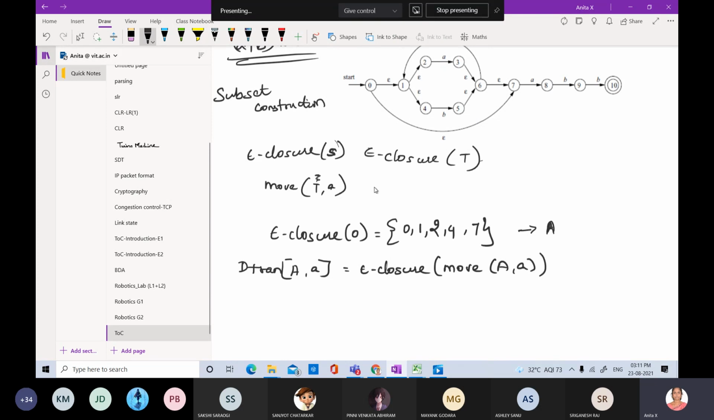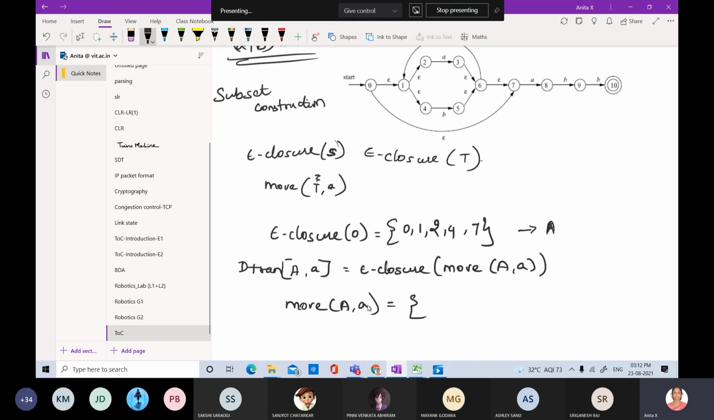What is move of T comma a? We have already discussed it. It is the set of NFA states to which there is a transition on the symbol a from some state s in T. Here T is capital A, the set 0, 1, 2, 4, 7. So first I have to proceed with finding move of A comma a. What is A here? 0, 1, 2, 4, 7.